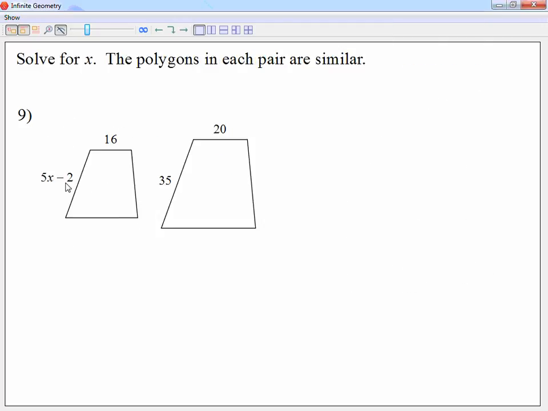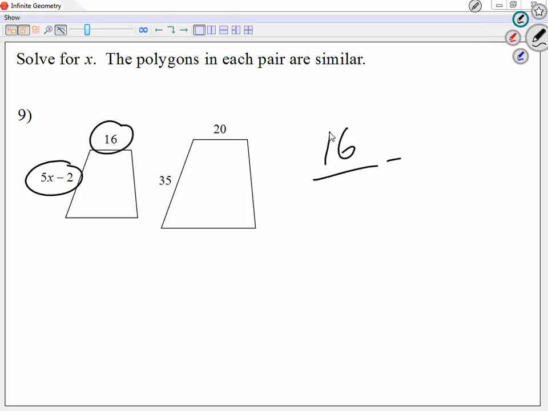The only thing is, where the x is, there's going to be a plus or minus. So it's not going to be that simple. I'm just going to add a plus or minus right where the x is. So from one of my figures, I have 16 and 5x minus 2. I think we can agree 16 is smaller, right? So I'm going to write 16 is smaller than 5x minus 2.